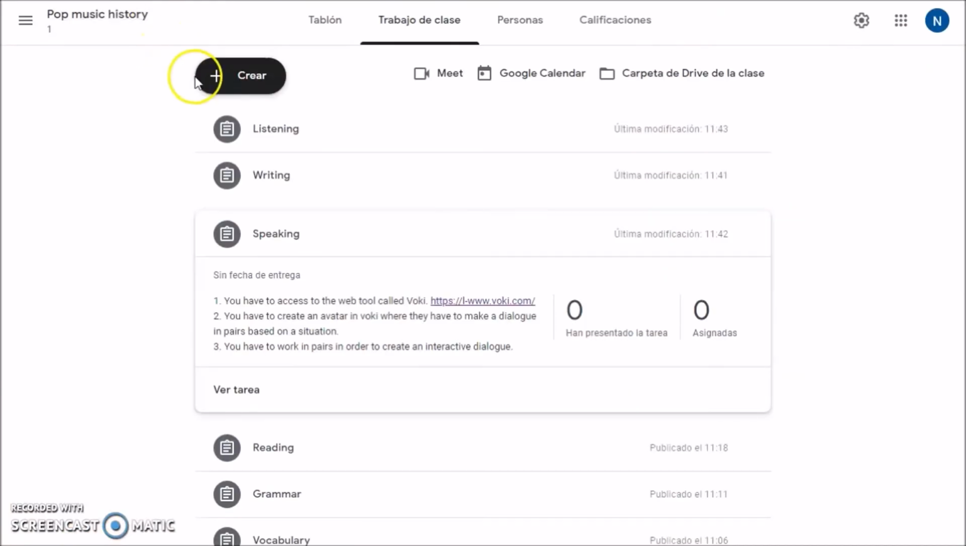After that, students have to create an avatar in Boki where they have to make a dialogue in pairs based on a situation. Number 3 is that students have to work in pairs in order to create an interactive dialogue. So this speaking activity is in pairs.